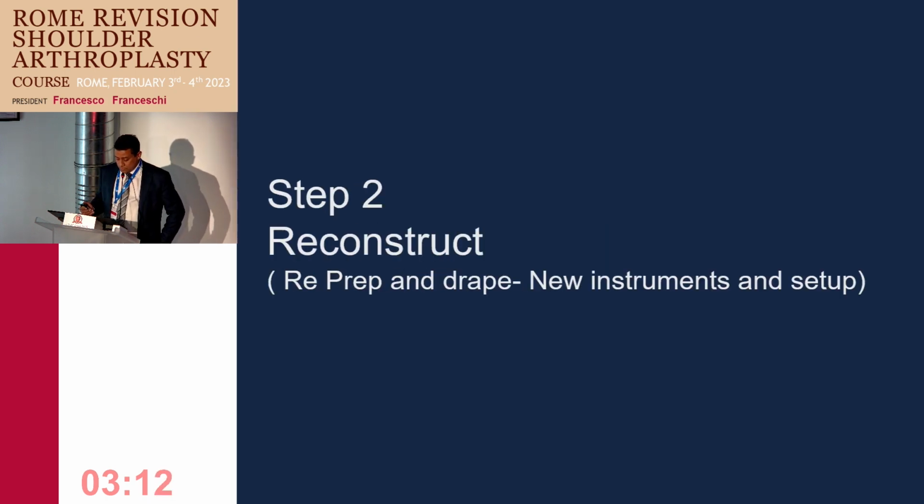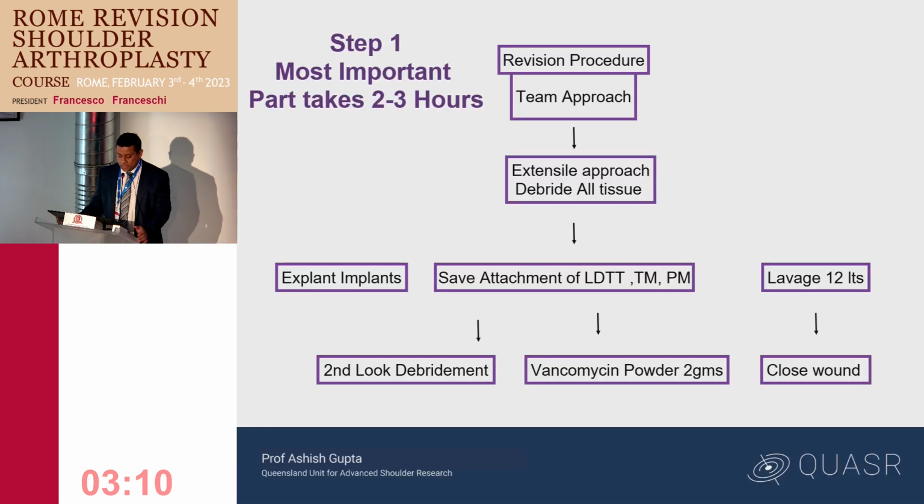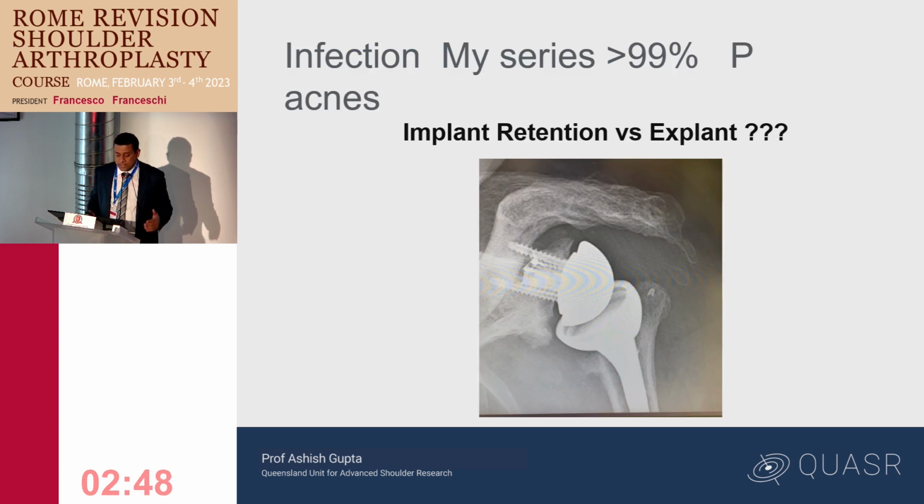So this is what my thing is. It's a team approach. We explant. We save all the soft tissue attachments. It's a soft tissue operation. I lavage and I wash out. Then after I wash out, I do a second look debridement. We put 2 grams of vancomycin powder. We close the wound and we go for lunch because it's been 3 or 4 hours and it's a long morning. In the meantime, then I decide whether or not, do we do implant retention or an explant?